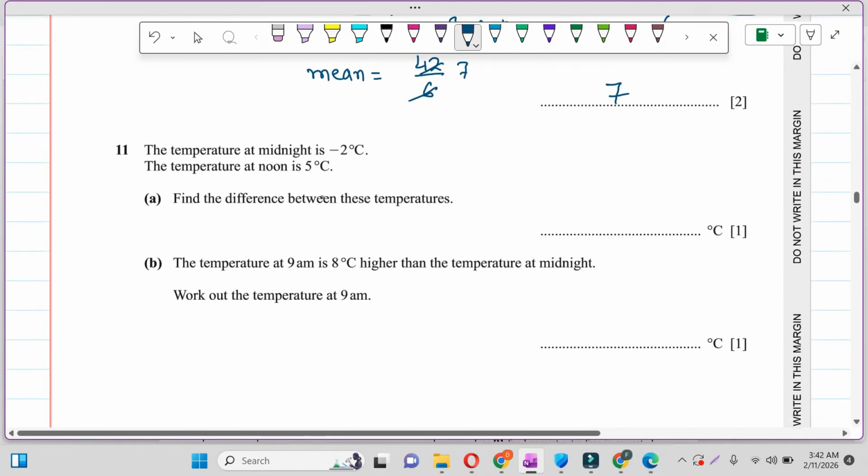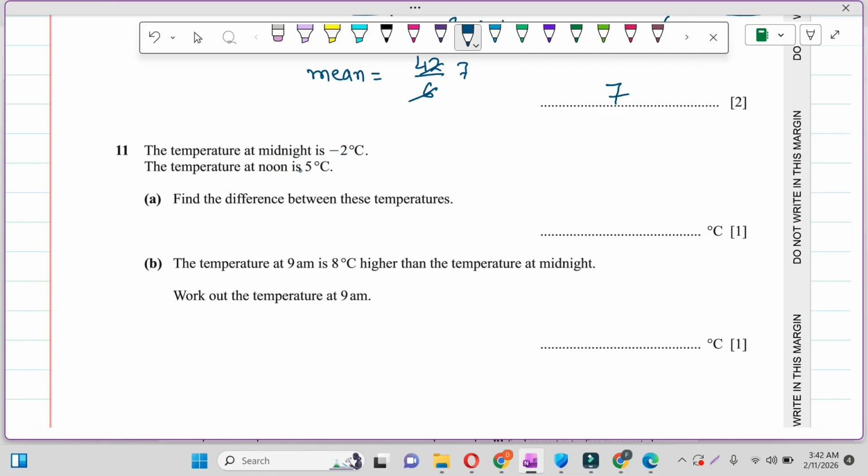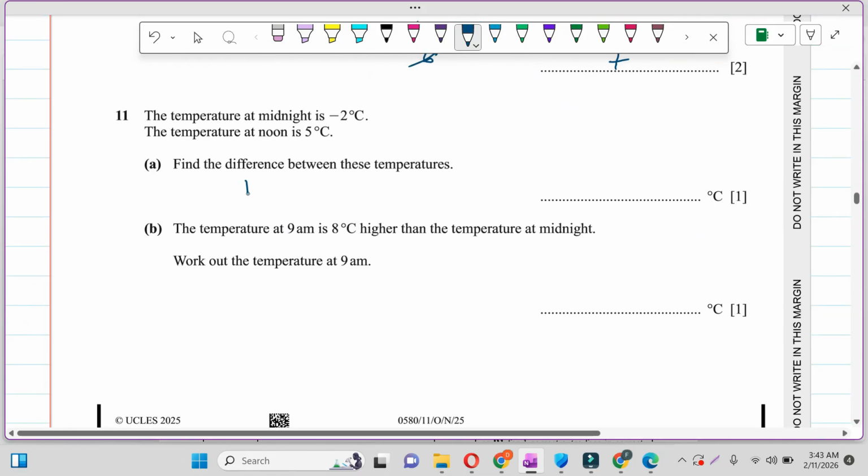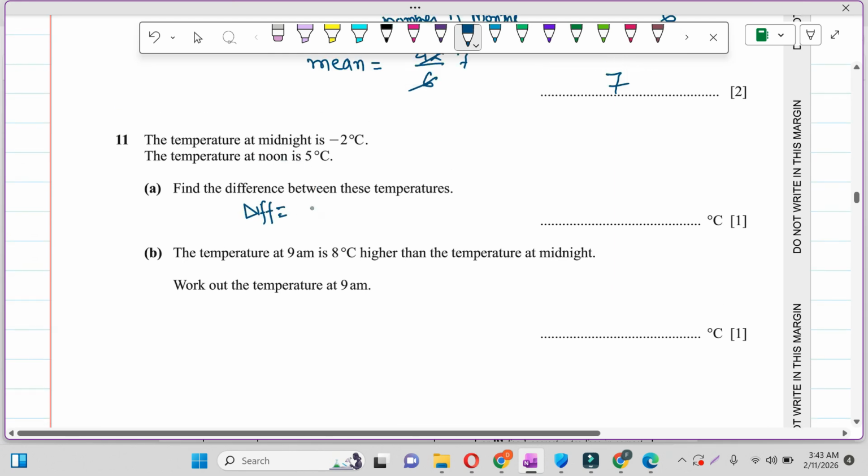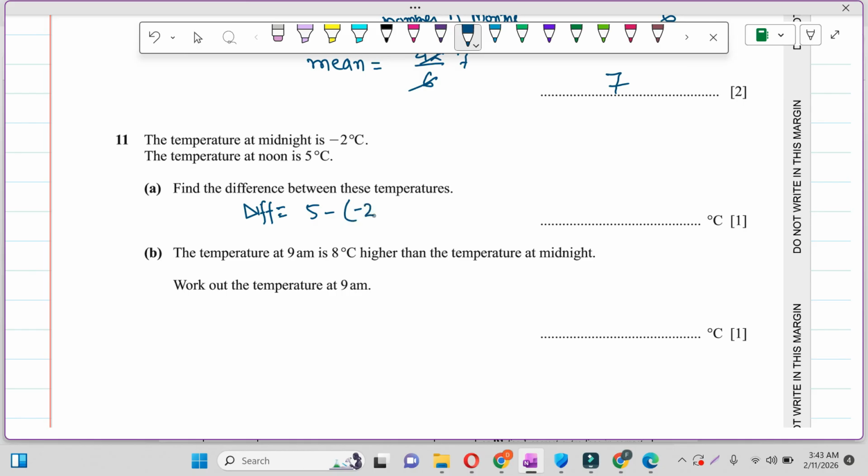Question number 11. The temperature at midnight is negative 2 centigrade. The temperature at noon is 5 centigrade. Find the difference between these temperatures. So the difference is equal to the temperature at noon, which is 5, minus the temperature at midnight, which is negative 2. So this one is equal to 5 minus negative 2, which is plus 2. So we will have a 7 centigrade difference.